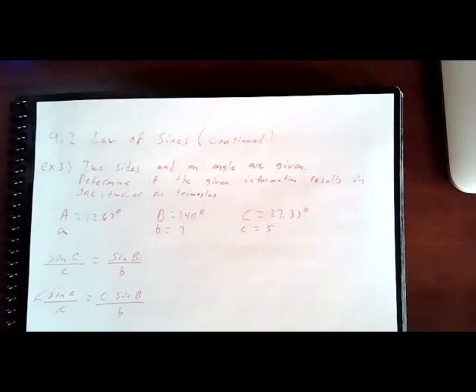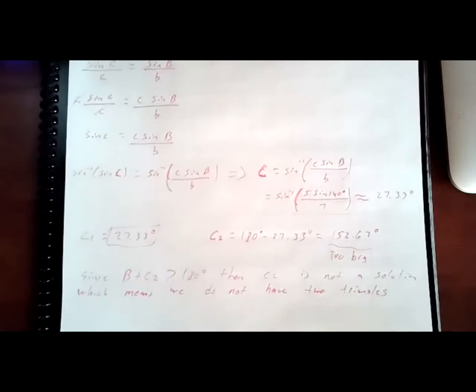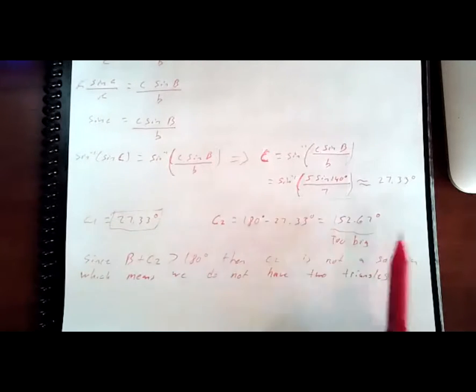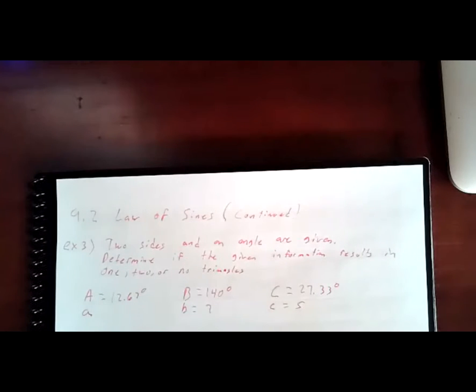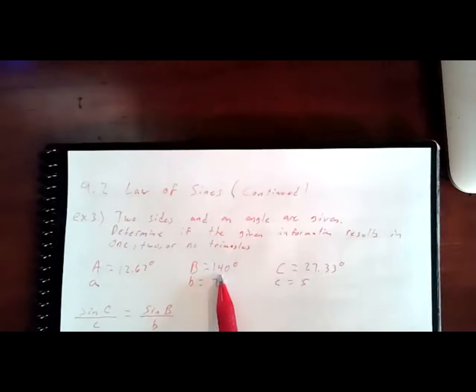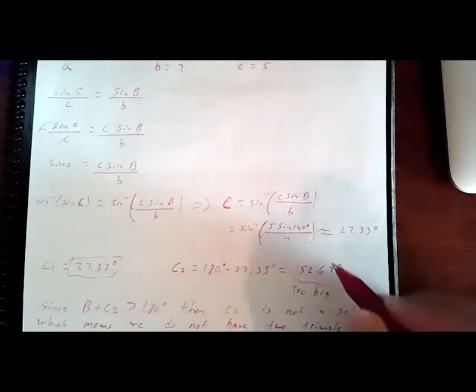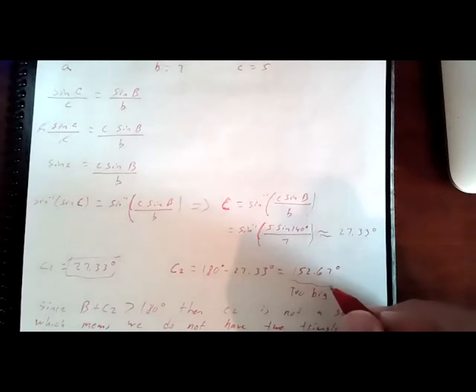Jack, weird question. What's up? If there's supposed to be two triangles, why doesn't it equal 360? So if there were two triangles, then C1 and C2 would both work because the sum of all three angles must add up to 180, right? But since this B, the one that cannot change, the 140, plus the possible C2 that I found, when I add them up, they're beyond 180. So this is not a solution because of that. I can't use it. Okay, I got you.